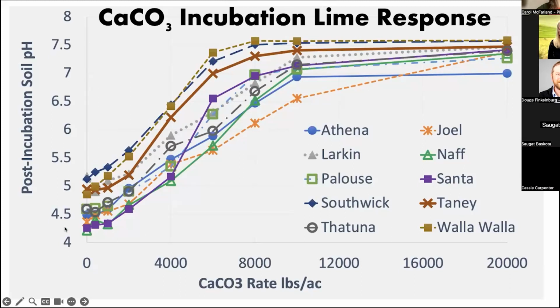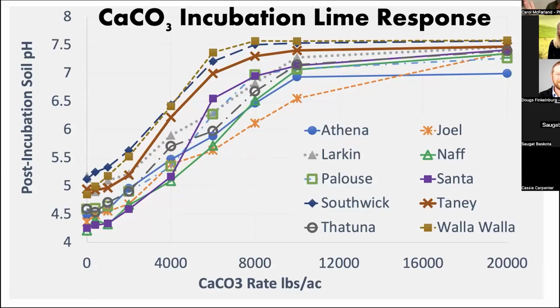This graph is the incubation response of the various soils to incubation with calcium carbonate under ideal conditions. So this is really the accelerated version of what we might see in the field for each of these different soils. So you can really notice that each soil has its own unique response curve.